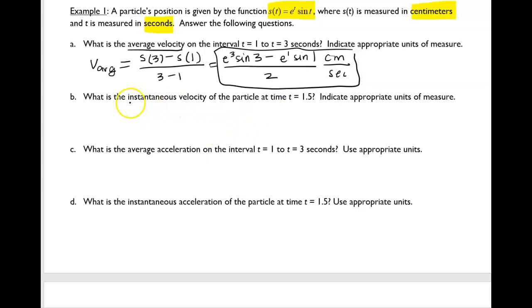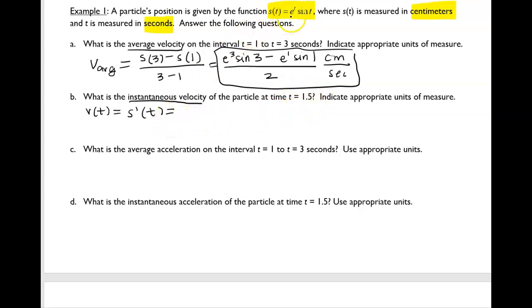Now in part B, it asks for instantaneous velocity. So whenever I see instantaneous, that means the derivative. And so the derivative here is what my velocity represents the change of. So that's the derivative of position. So velocity is the derivative of position. And it will ask me to find that at 1.5, but remember I need to find the derivative first before I can evaluate it at 1.5.